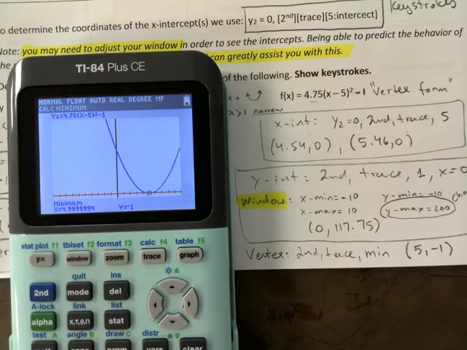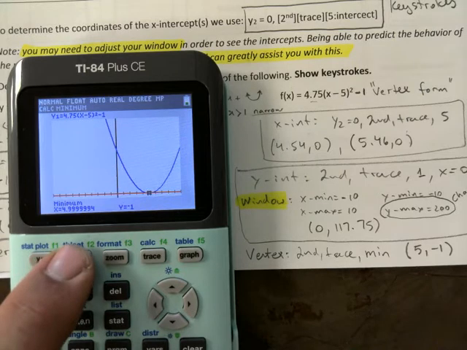So some troubleshooting here. What could happen? What could go wrong here? Something that could go wrong is that you don't see your graph. Go to your window, right? Try to change values until you see it.